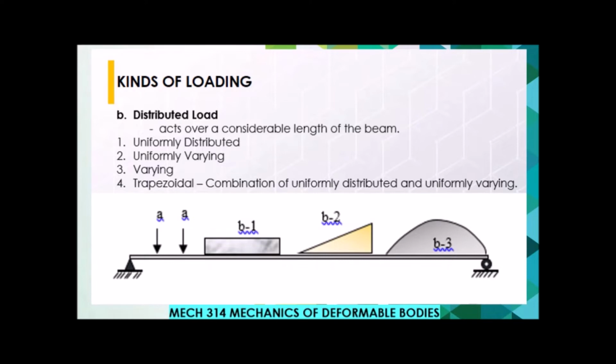Meron din trapezoidal loads wherein it is a combination of uniformly distributed and uniformly varying. So, example ng uniformly distributed loads, pwedeng itong beam mismo dahil yung weight niya is uniformly distributed doon sa buong length ng ating beam. So, dito class, medyo complicated na yung mga possible loadings pag nag-analyze tayo ng beams.